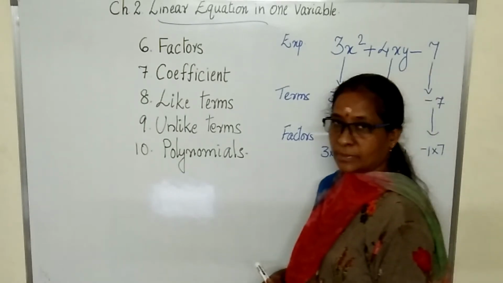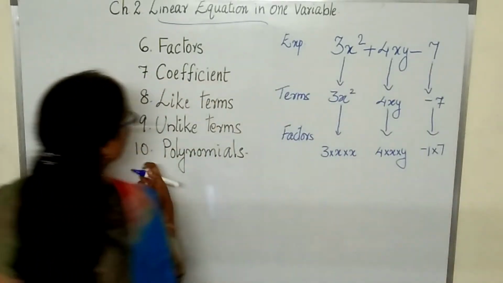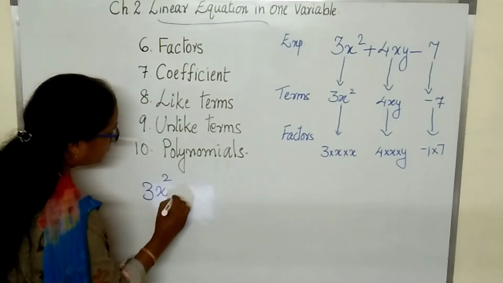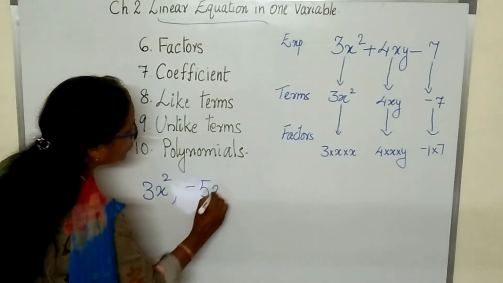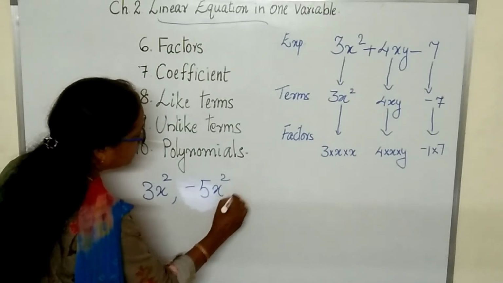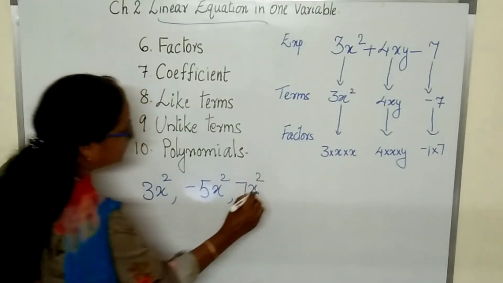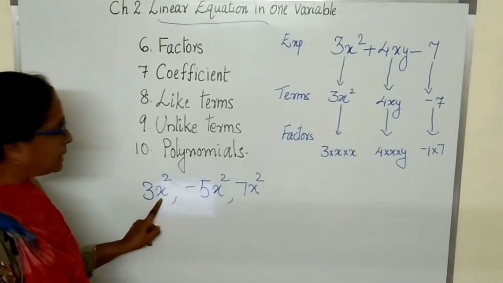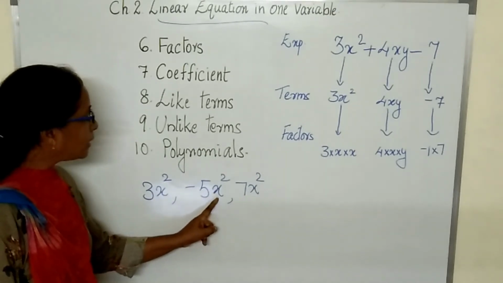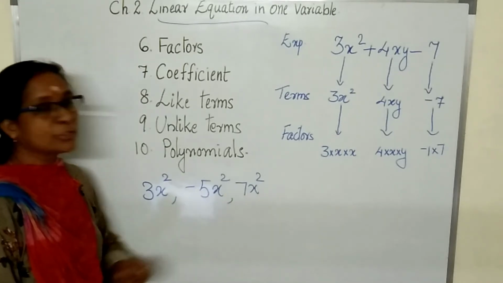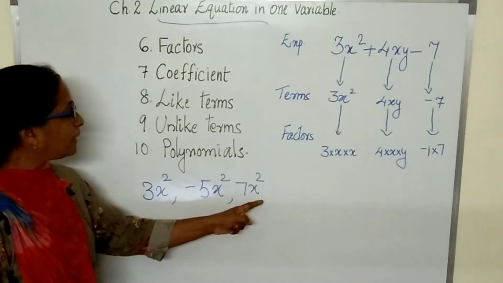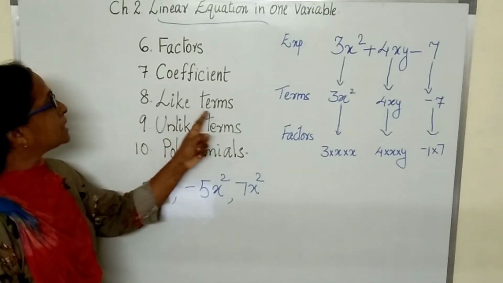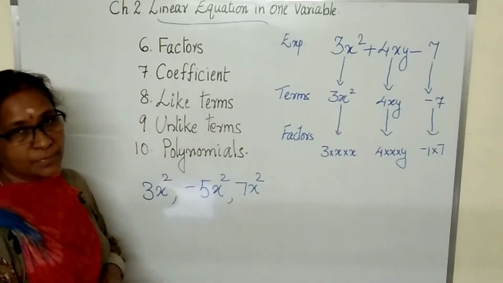Now if you write the terms like 3x square, minus 5x square, 7x square, here if you check, you can find the variable part. Here it is x square, here also it is x square, here also it is x square. So if the variable factors are same, then such terms are called like terms.